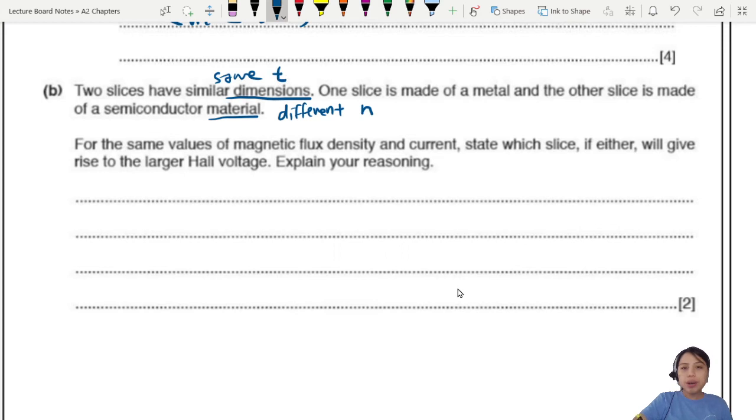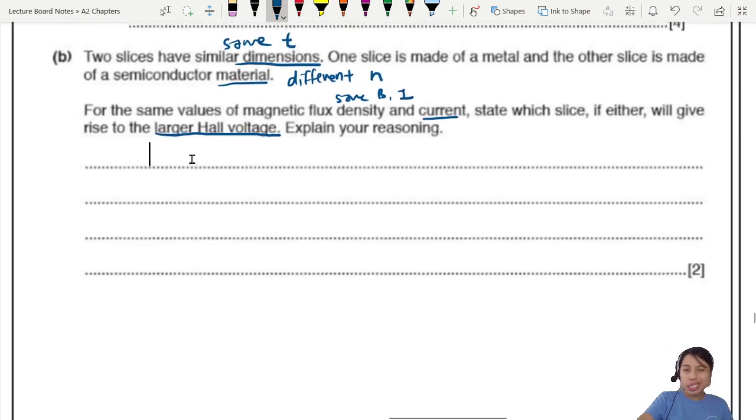For the same value of magnetic flux density and current, so same B, sorry, B and I. Same B, same I. Let's write that down here. Same B and I. State which slice will give a larger Hall voltage. This is similar to the example we looked at. So you kind of have to remember your Hall voltage equation. How do you calculate Hall voltage again? We derived it in the previous example.